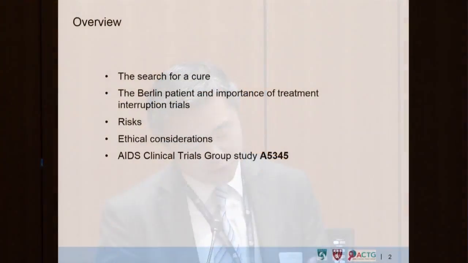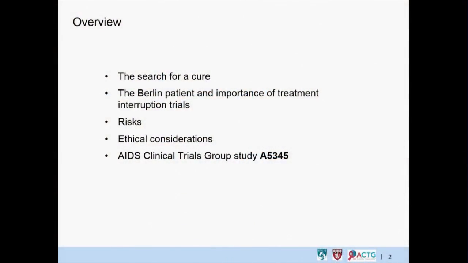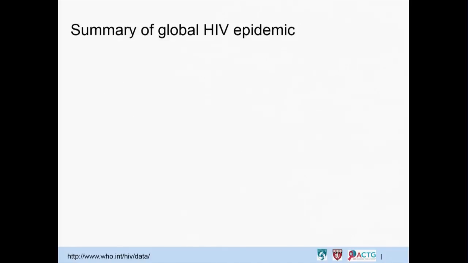The overview of the talk is that we'll start off with an overview of the search for a cure. I'll very briefly go through the Berlin patient and the importance of treatment interruption trials. Then I'll talk about the risk of treatment interruption studies, as well as the ethical considerations. And then I just want to give a plug for my own study, which is an AIDS Clinical Trials Group study, 5345.